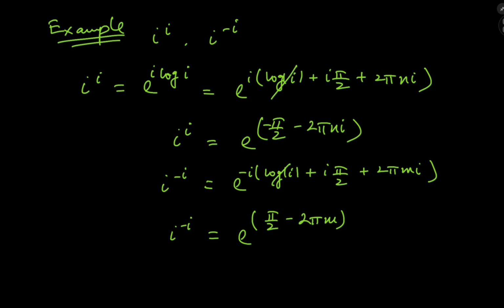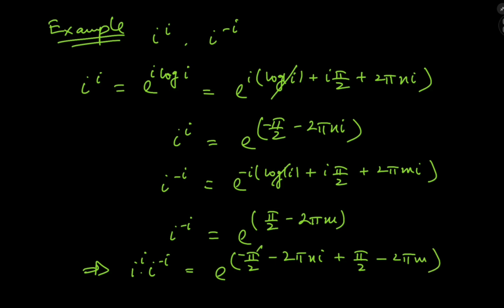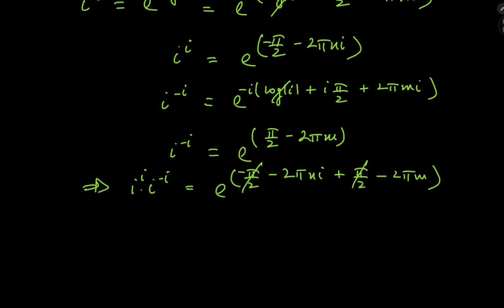We immediately see the problem of not specifying which branch of the logarithm we're talking about, because it's multi-valued. There are infinitely many outputs for a single input. So this implies that i to the i times i to the negative i does not, in fact, equal 1. It equals e to the, multiplying the two exponential terms, we have negative pi by 2 minus 2 pi n, plus pi by 2 plus 2 pi m. So these two cancel out, and we're left with e to the negative 2 pi.